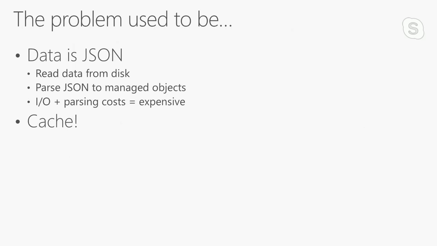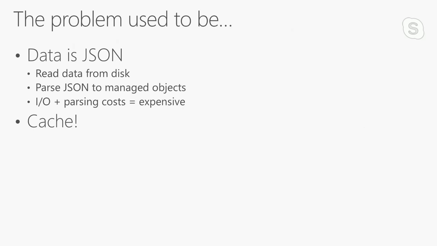So RavenDB is a document database. It stores the data in JSON format. In the 3.5 version, we store the data on disk as JSON. That means that whenever we needed to read a document, we have to read it from disk. We have to parse JSON into an in-memory data structure, and only then we'll be able to work on that. As you can imagine, IO and parsing costs are non-trivial, especially if you're running on cloud machines, if you're running on HDDs or any of these sorts, it can be extremely expensive.